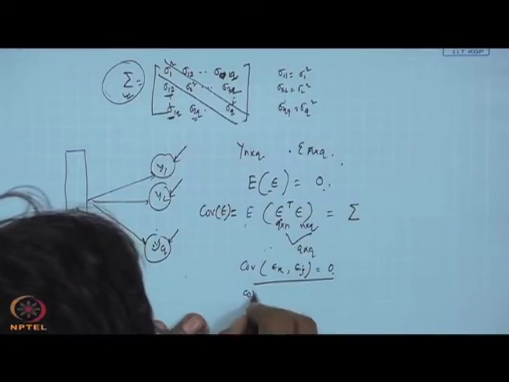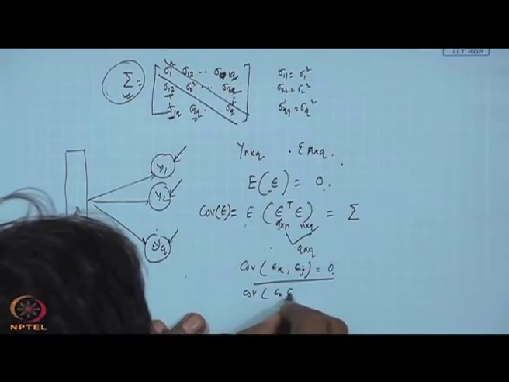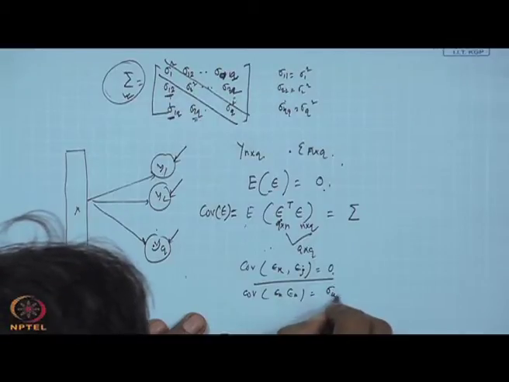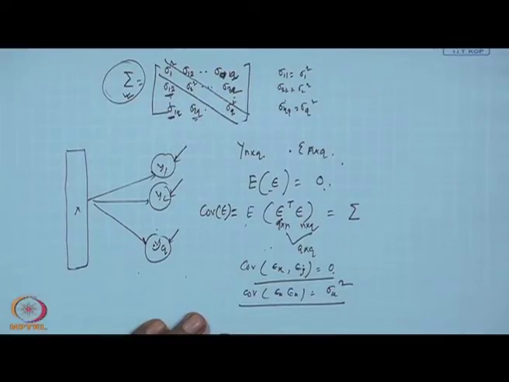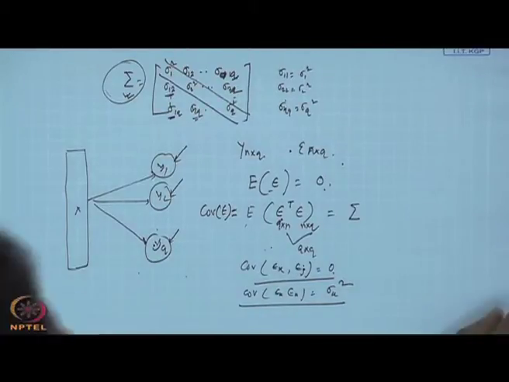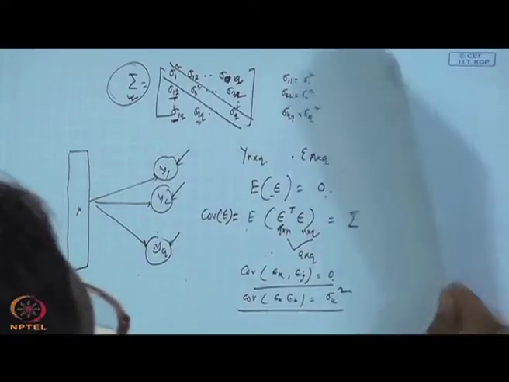And the covariance of epsilon k, that is sigma k square. Correct? Then, you are required to test this.